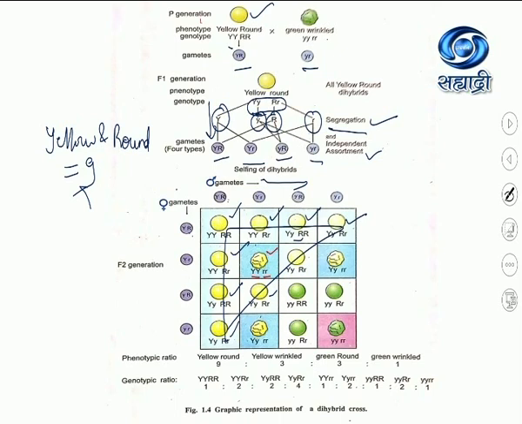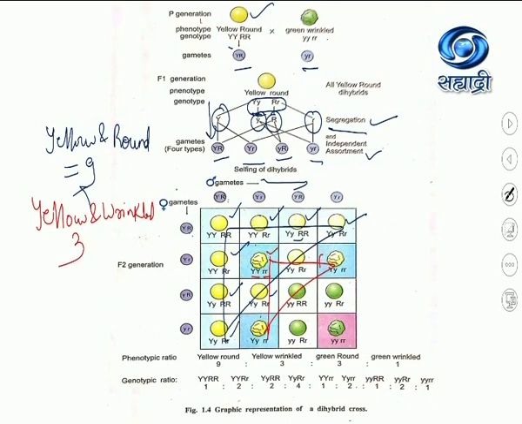So yellow and wrinkled. This is also yellow and wrinkled. This is also yellow and wrinkled. So I'll draw a triangle with red color. How many yellow and wrinkled are we getting? We are getting 3. Yellow and wrinkled, we are getting 3.